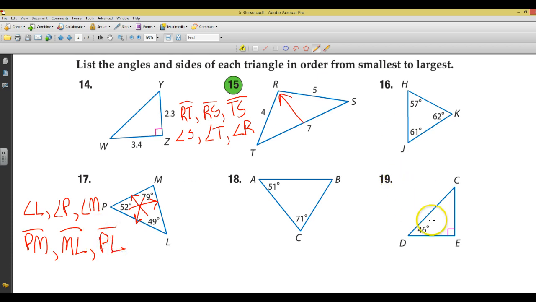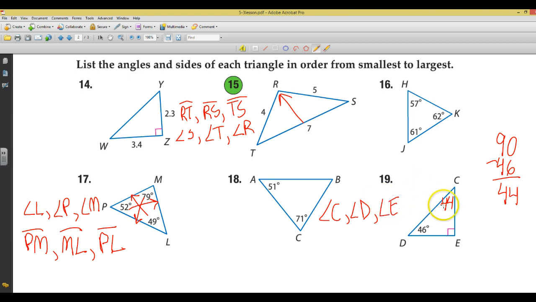On number 19, in a right triangle, the two acute angles are complementary. So 90 minus 46 would give us 44. So angle C is 44 degrees. So we can list our angles, smallest to largest. So that would be angle C, then angle D, and then our right angle, 90 degrees, angle E.